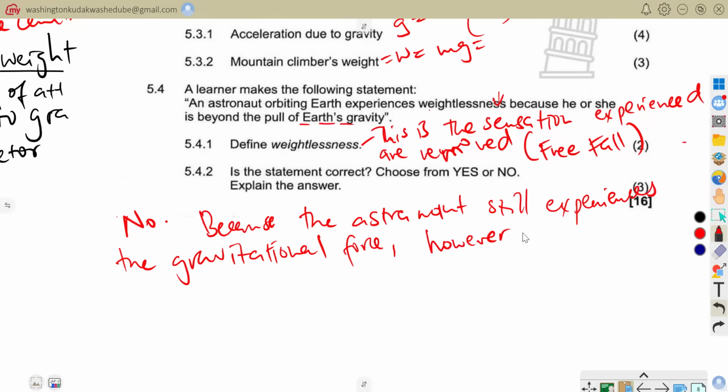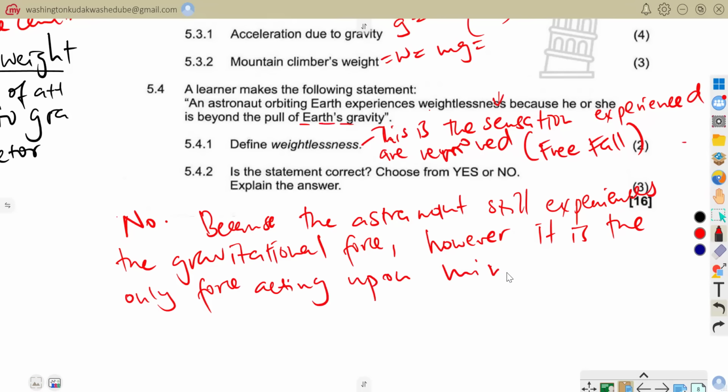However, it is the only force acting upon him. Only force acting upon him. Imagine yourself when you are in a lift.